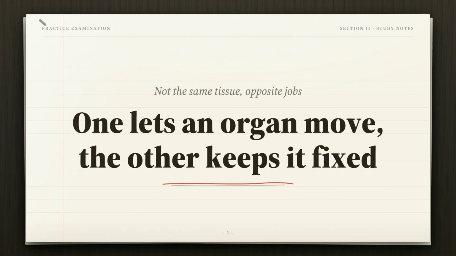Serosa and adventitia are not regional variants of the same structure. They're functional opposites solving opposite problems. Once you see it that way, predicting which covering appears where becomes almost automatic.